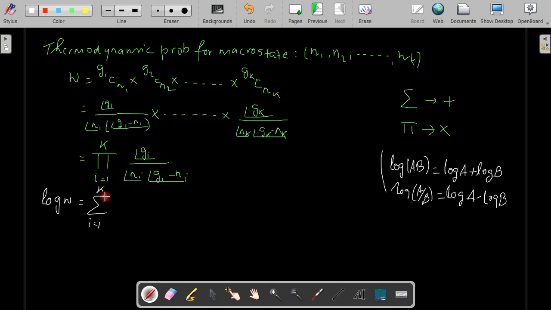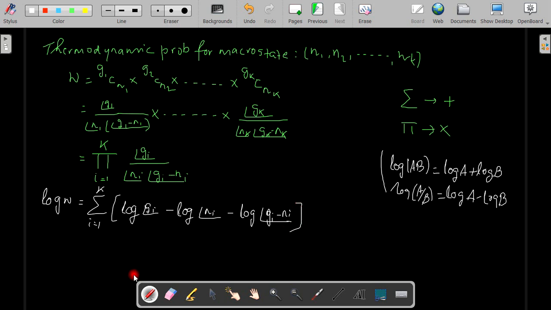This is 1 to k, and then I can take the log of this gi. If I put a bracket, this is on top, so I'll write it as log of factorial gi. This is the bottom that is divided by, so to divide we'll take minus log of factorial ni minus log of factorial gi minus ni. That is also at the bottom, so we can take the division symbol, and that's it.